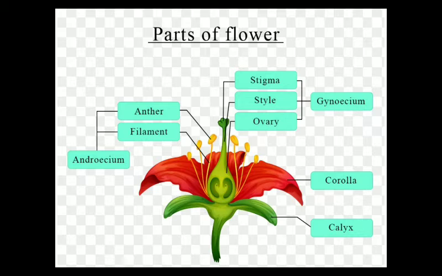If we observe any flower from the top, we will notice that these floral appendages arise in a whorl-like manner. Whorl means circle-like manner. On the outermost whorl the calyx is present. Just next to the outermost layer, the corolla is present, and the innermost layer is occupied by the gynoecium, and just next to the innermost layer, the androecium is present.